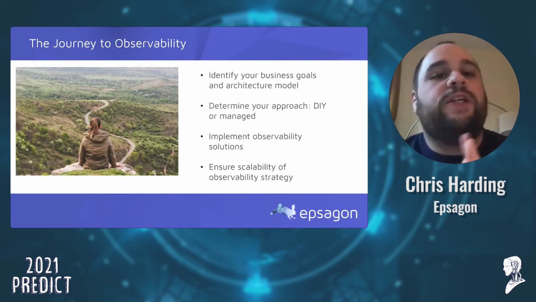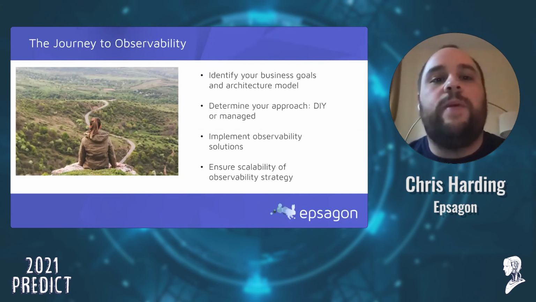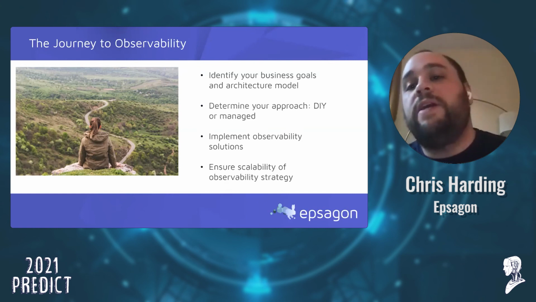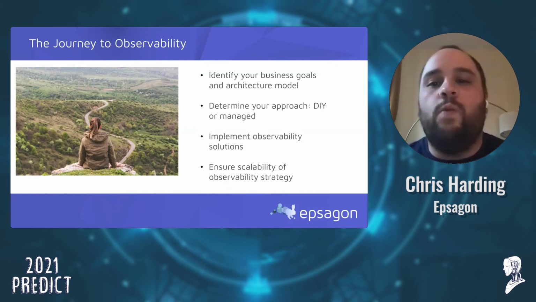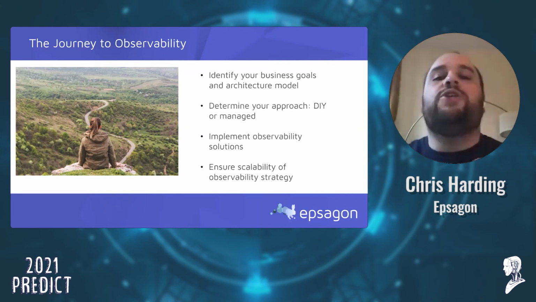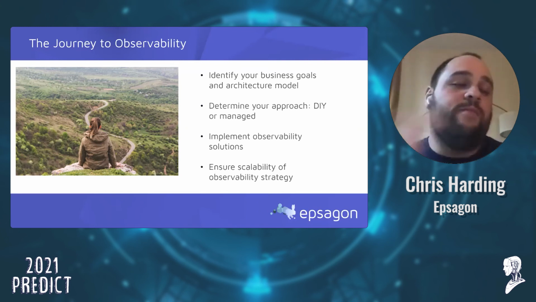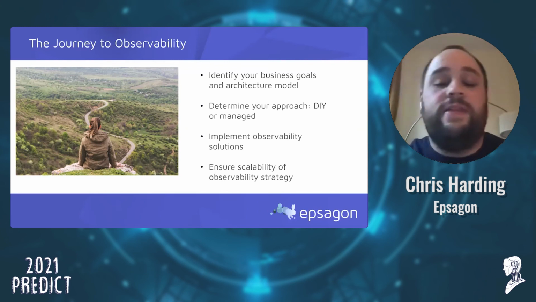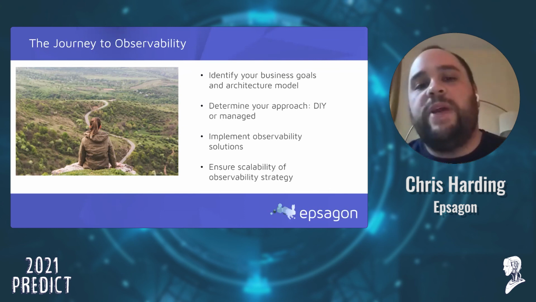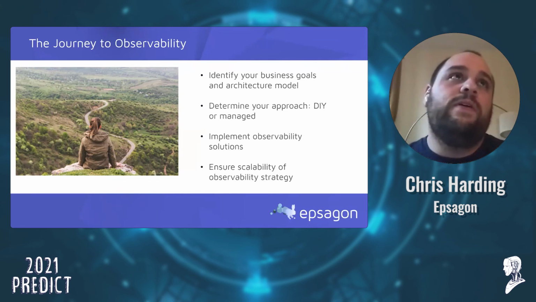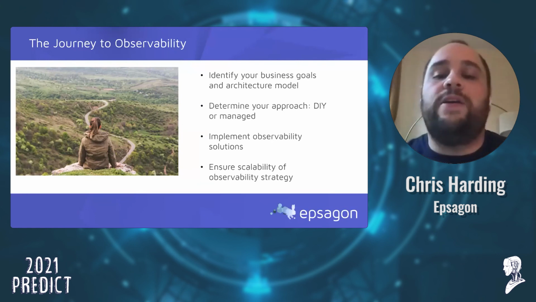All right, great. Just finishing us off here, talking a little bit about the journey to observability. Of course, you want to identify your business goals. What does your architecture look like? Is it microservices? Is it monolithic? Is it a hybrid? Because that's ultimately going to drive a decision on what solution you might use.